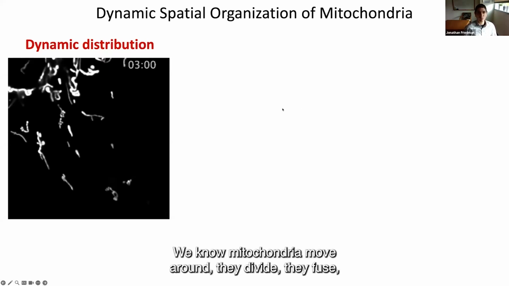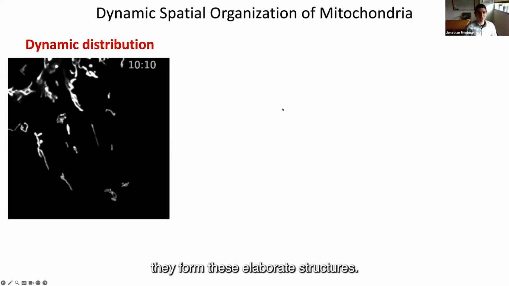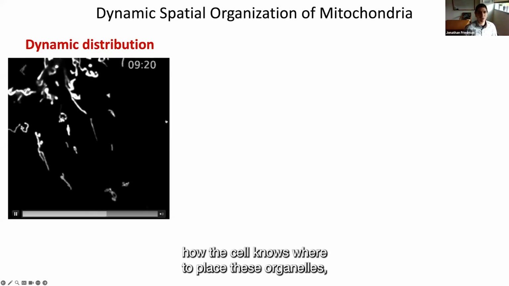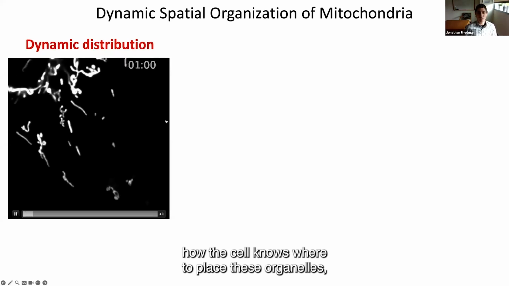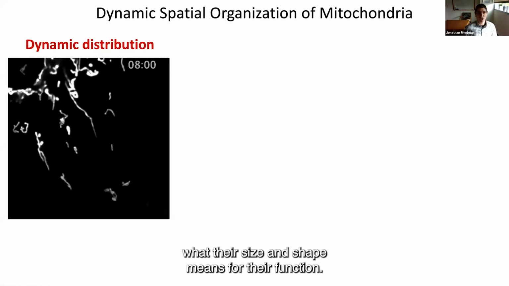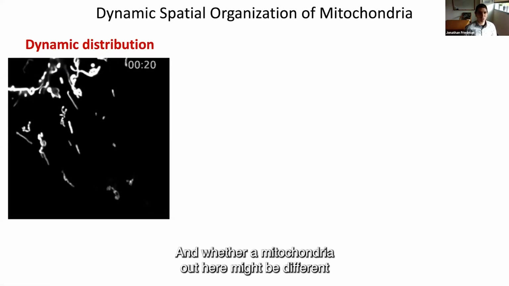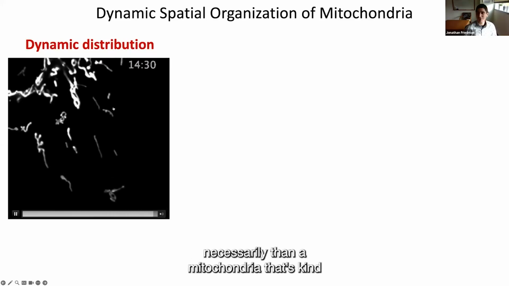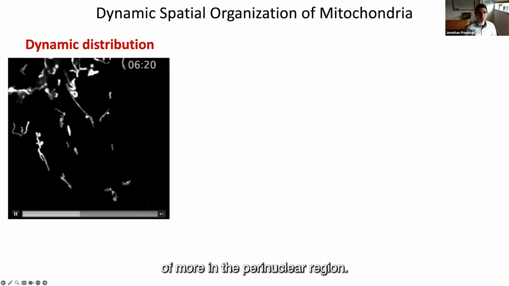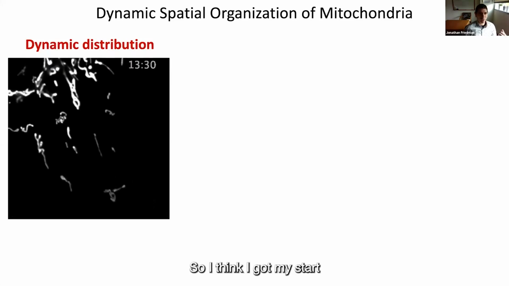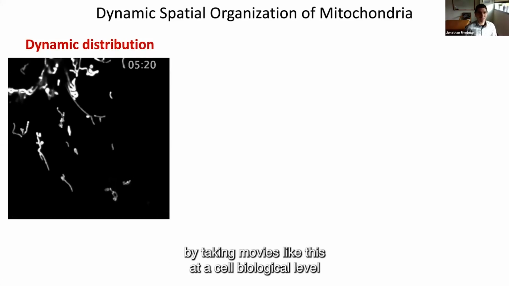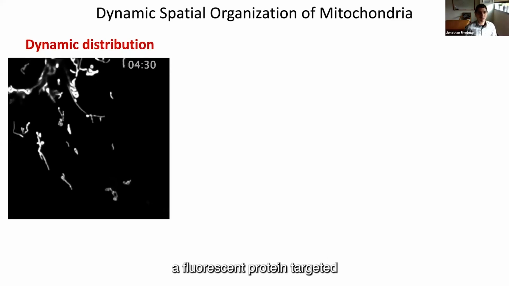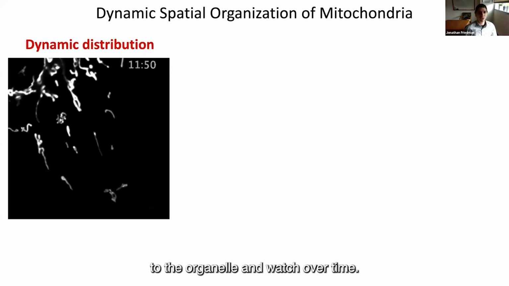Right? We know mitochondria move around, they divide, they fuse, they form these elaborate structures. And I think it's a fascinating question of how the cell knows where to place these organelles, what their size and shape means for their function, and whether a mitochondria out here might be different than a mitochondria that's more in the perinuclear region. So I got my start by taking movies like this at a cell biological level, where you just take a fluorescent protein targeted to the organelle and watch over time.